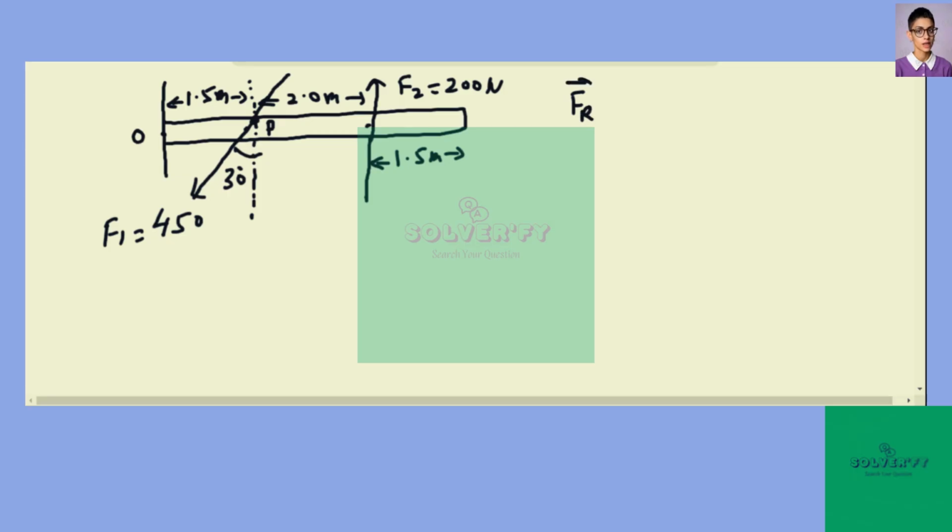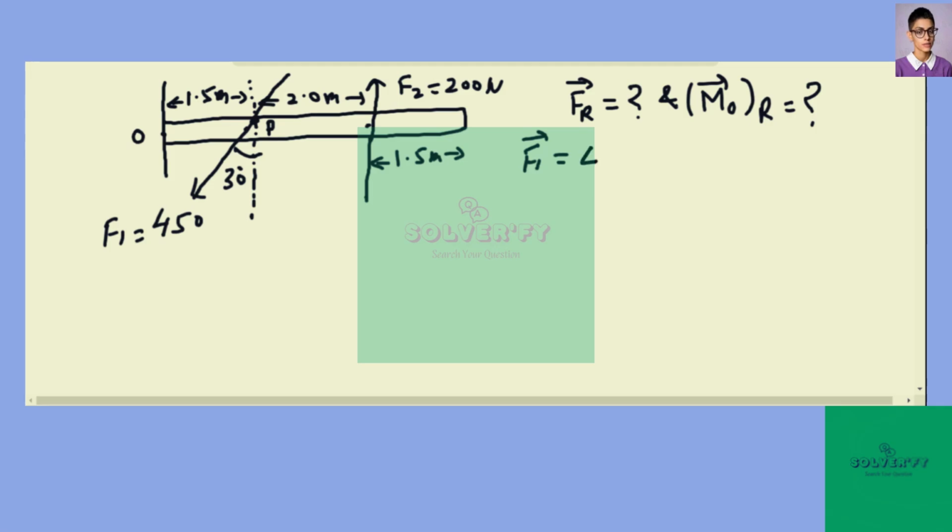We have to calculate the resultant force on the beam and the moment of force about the point O due to the resultant force. Now let us see the solution. First we will write F1 and F2 in component form, so they have to be resolved into X component and Y component.